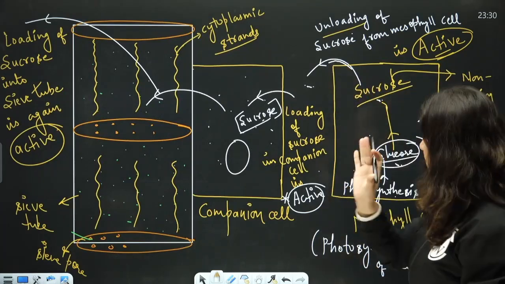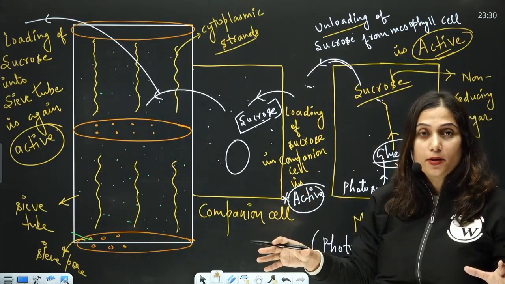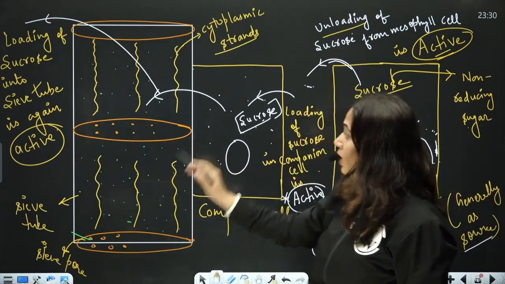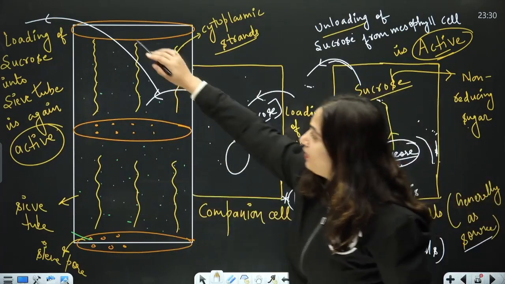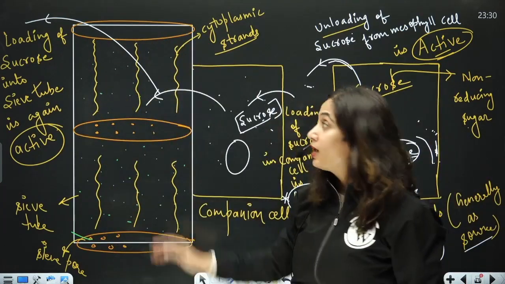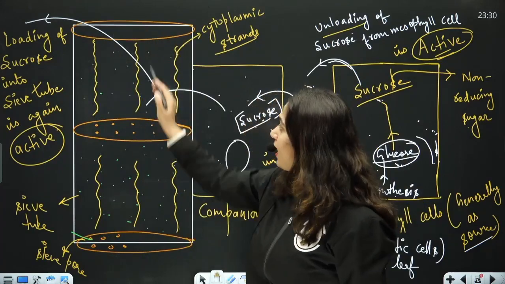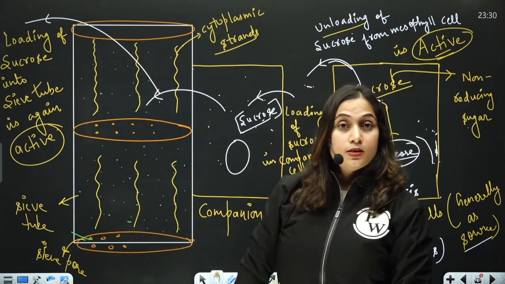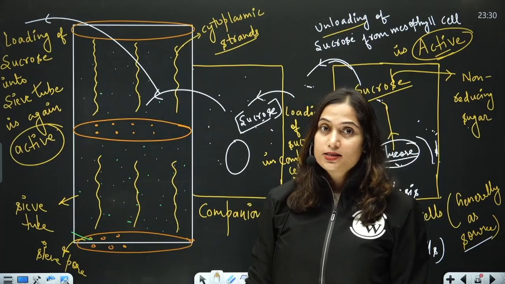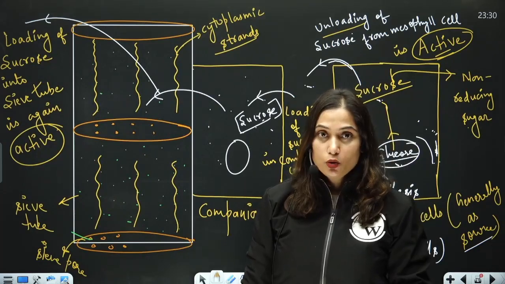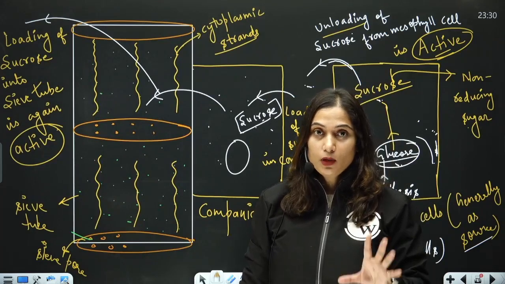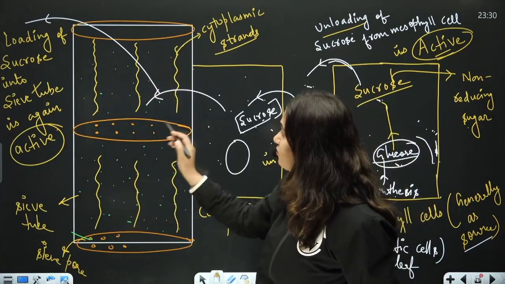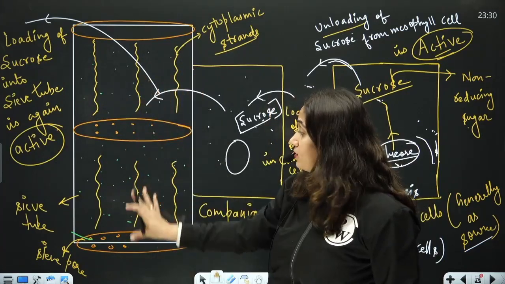This is an active process. Then you know what a phloem is, right? A phloem is composed of companion cell and the sieve tube. So this is the companion cell and this is the sieve tube. These are the sieve plates and these are the cytoplasmic strands present in the sieve tube. And unlike xylem, sieve tube is not a dead tube. You have plasma membrane, cytoplasm and cytoplasmic strands in it, right? So this is the sieve tube.